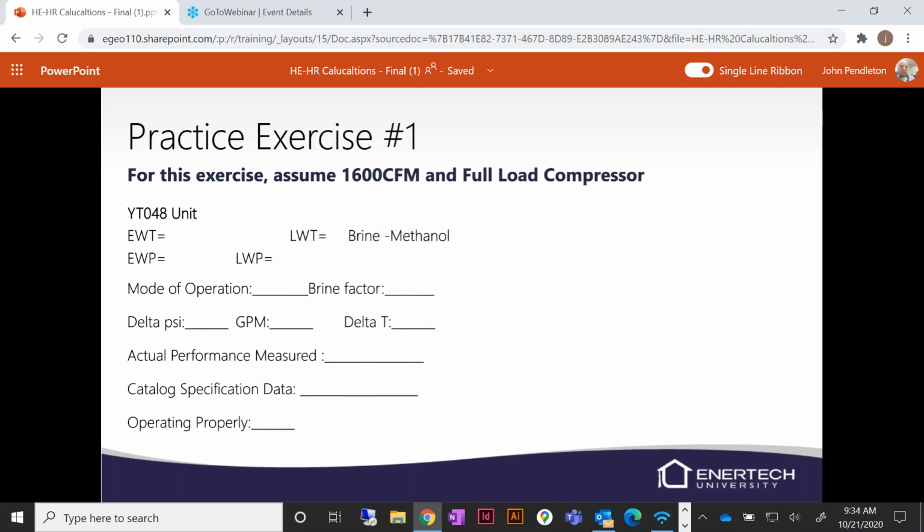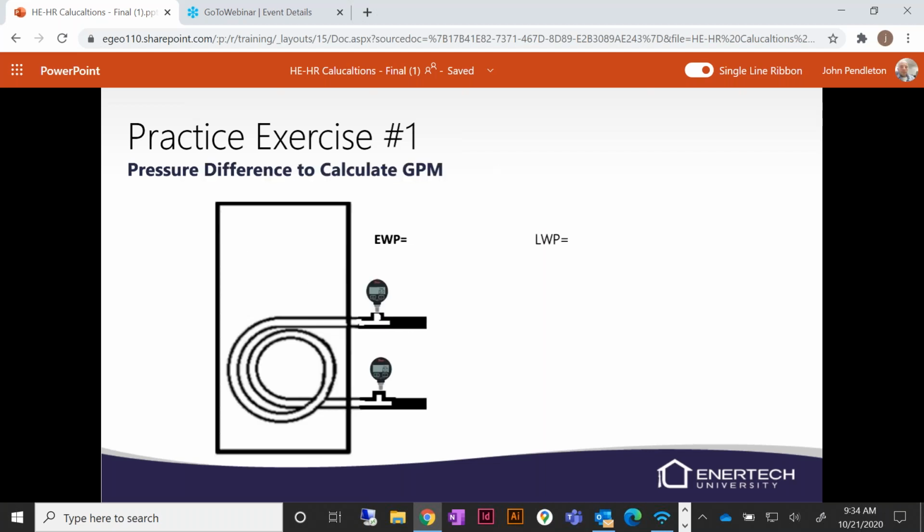So we'll go through a few practice exercises here today. Here in this, we're going to assume that we've got 1600 CFM, and obviously we're in second stage. Here it's a YT packaged unit. We're using methanol as our antifreeze. So the first thing we're going to do, and it doesn't matter to me whether we check temperature difference or pressure drop first, we're going to have to check both. We're going to check pressure first here.